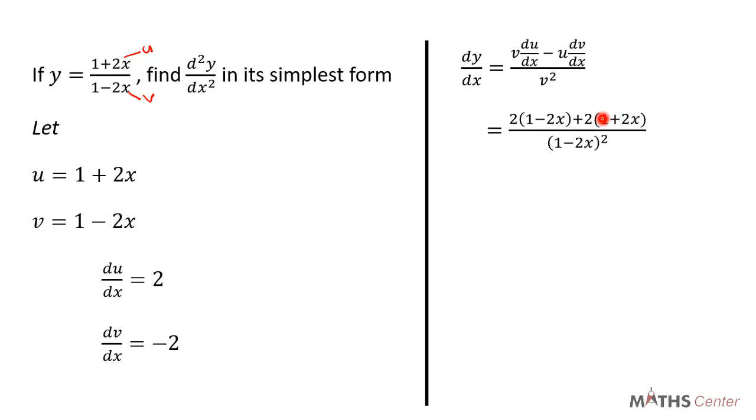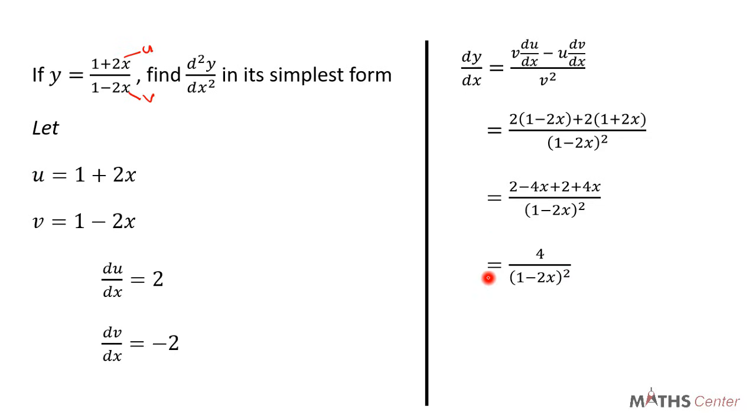So plus 2. Then u is 1 plus 2x. So 2 times 1 plus 2x, divided by v squared. V is 1 minus 2x, so 1 minus 2x squared. When you open the brackets on the numerator, you have 2 minus 4x plus 2 plus 4x, divided by 1 minus 2x squared. Negative 4x plus 4x is 0. And so this gives us 4 divided by 1 minus 2x squared.